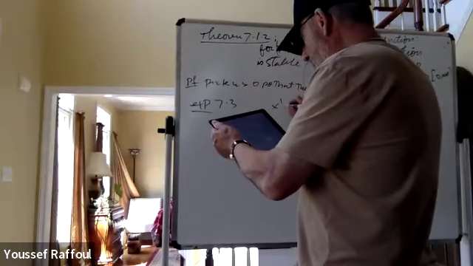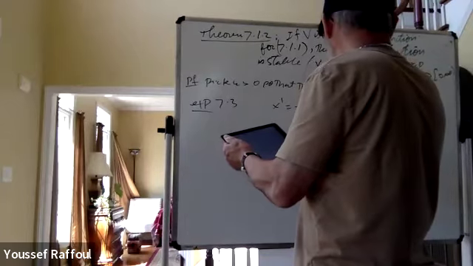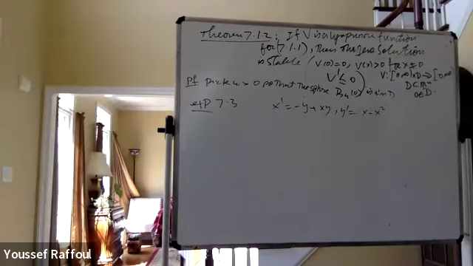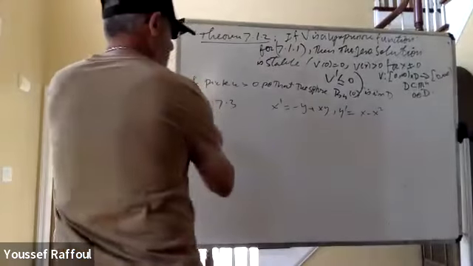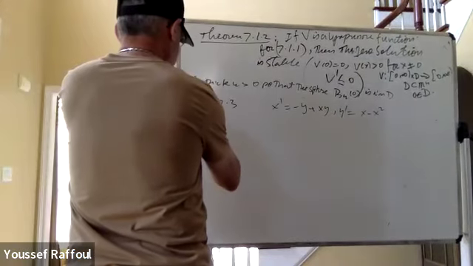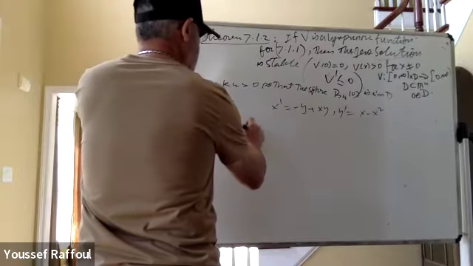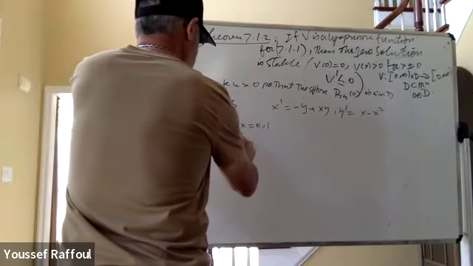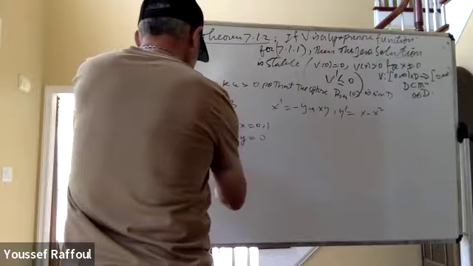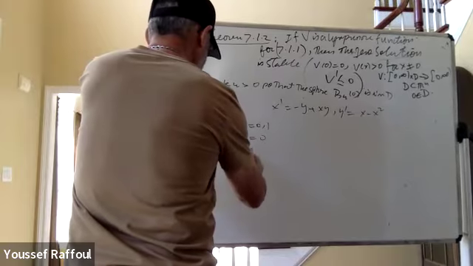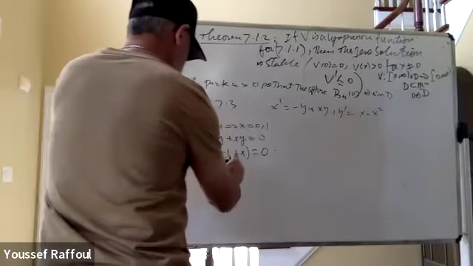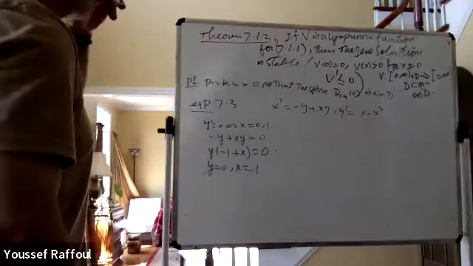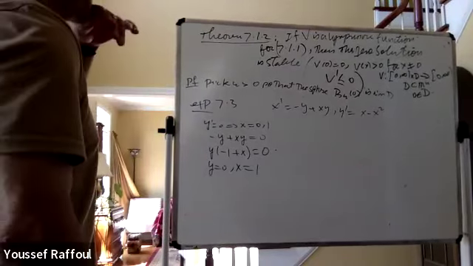So we have x prime equals minus y plus xy, and y prime is x minus x squared. So how many equilibrium points do we have? y prime equals 0 means x equals 0 and 1. And we have minus y plus xy equals 0, so y times (minus 1 plus x) equals 0. This gives us y equals 0 and x equals 1 again. Okay?